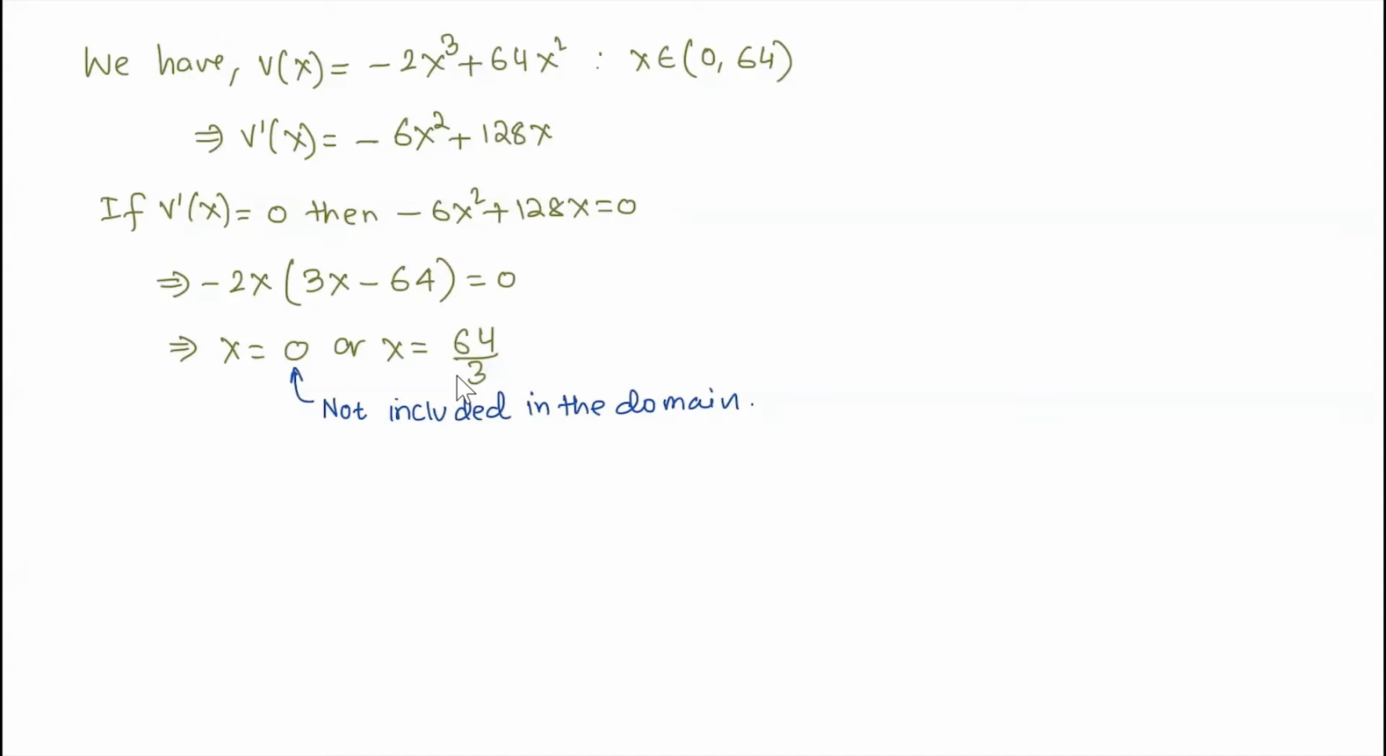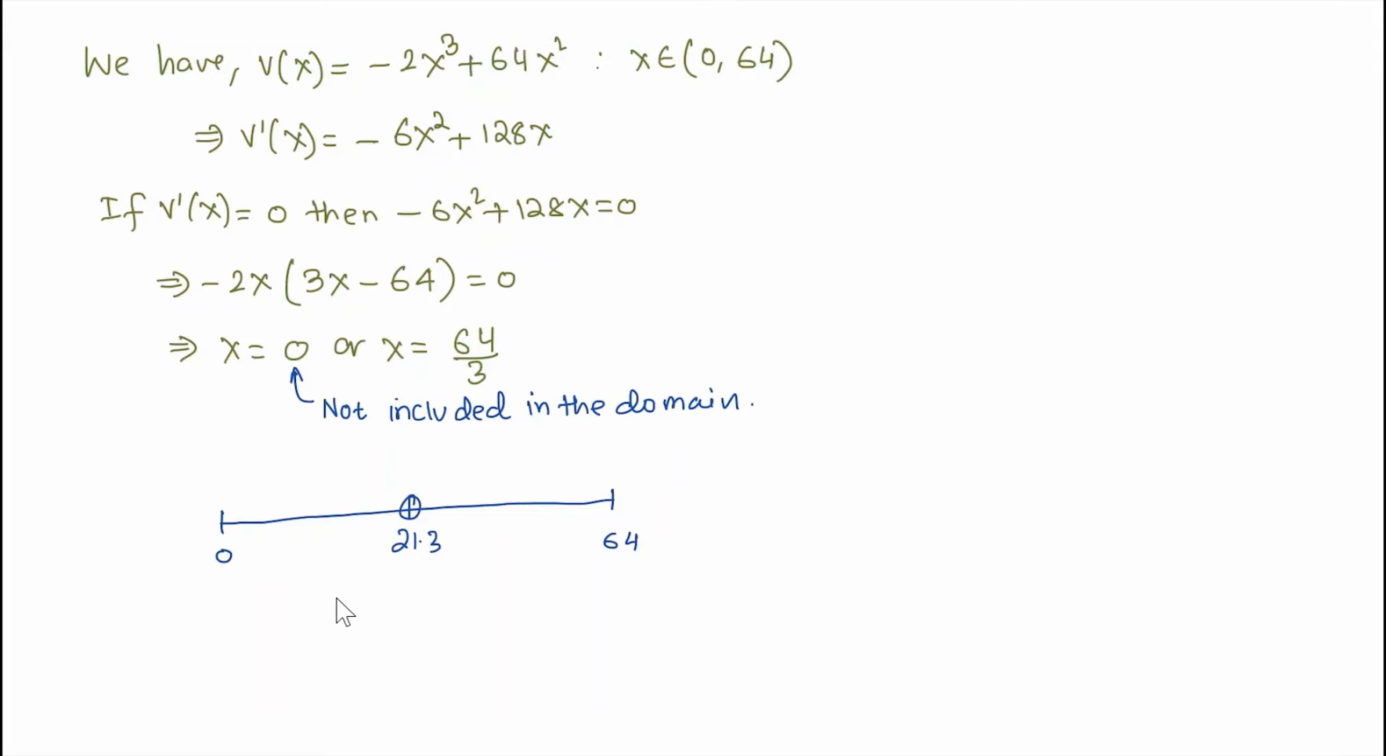You can check approximately how much is 64 divided by 3. If you divide that, it should be 21.3. So x is 21.3 approximately. Now, after we get the value of x, that is 64 over 3, we have to check whether we have a maximum value over there or not. For that, we draw the number line for the domain, and the domain is from 0 up to 64. 0 not included, 64 not included. We got the critical point, 64 over 3, or you can also write 21.3.